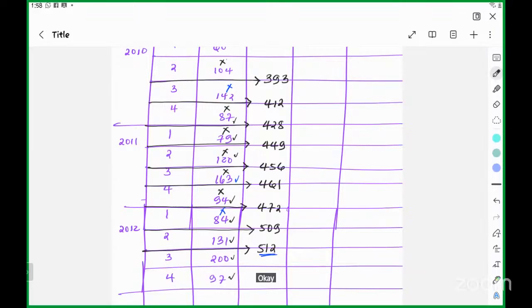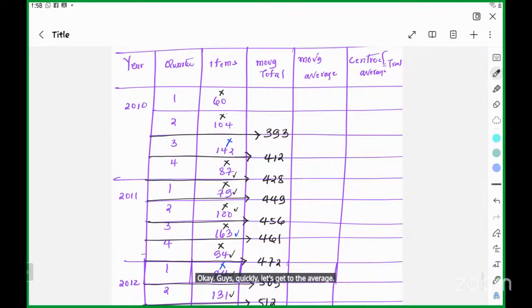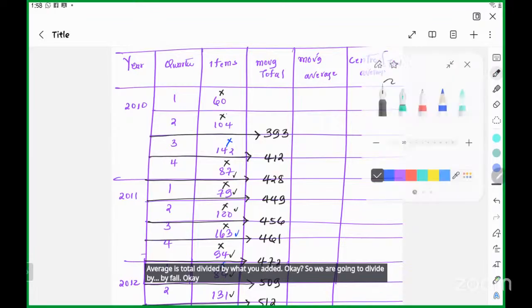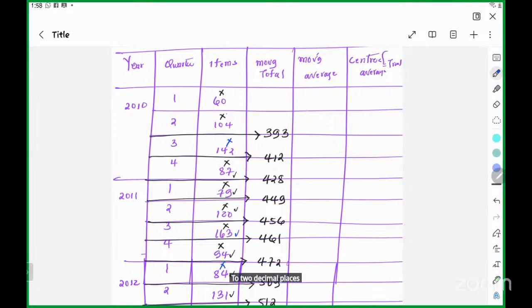Okay. Guys, quickly, let's get the average. Average is total divided by what you added. So we're going to divide by 4. Can we divide to 2 decimal places? 98.25. You keep it where the total is, because it's the average for that total.